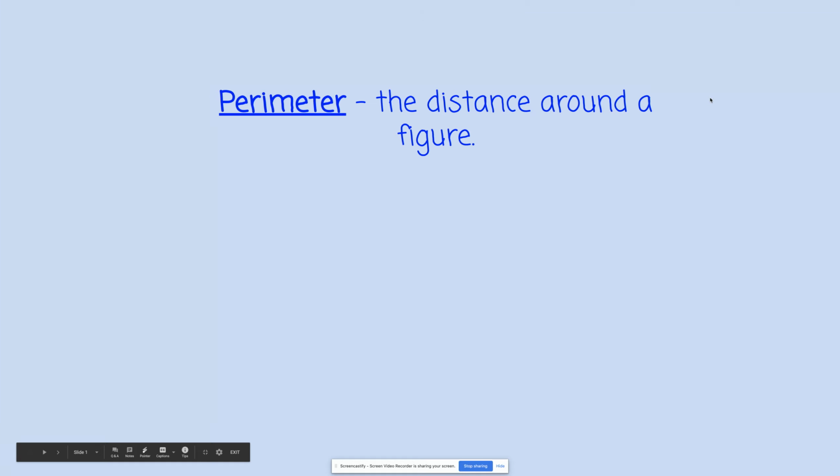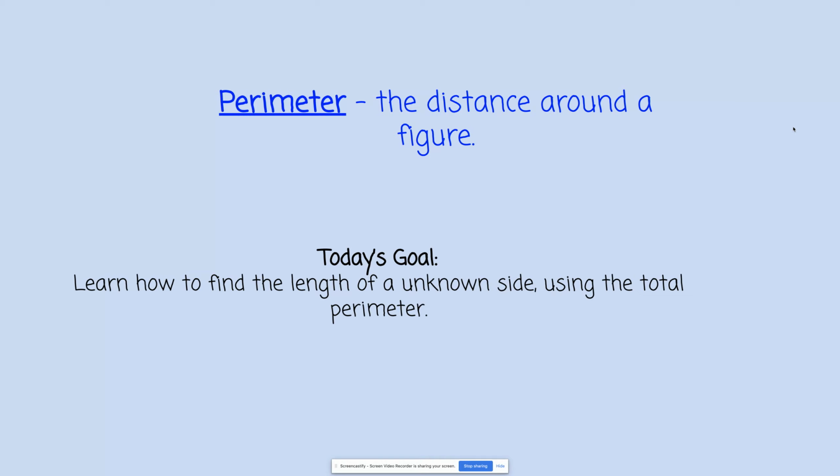This week we are learning about perimeter. Perimeter is the distance around a figure. For today's goal, we're going to learn how to find the length of an unknown side using the total perimeter.